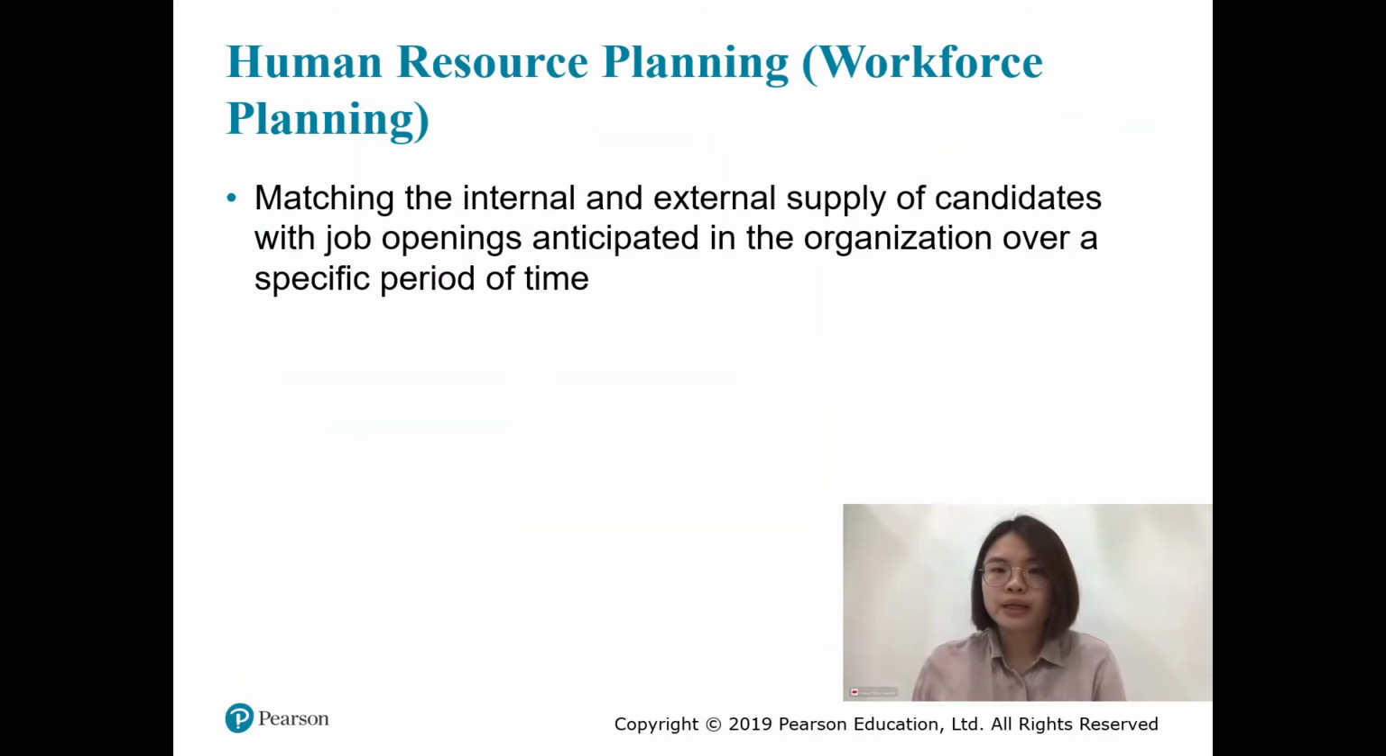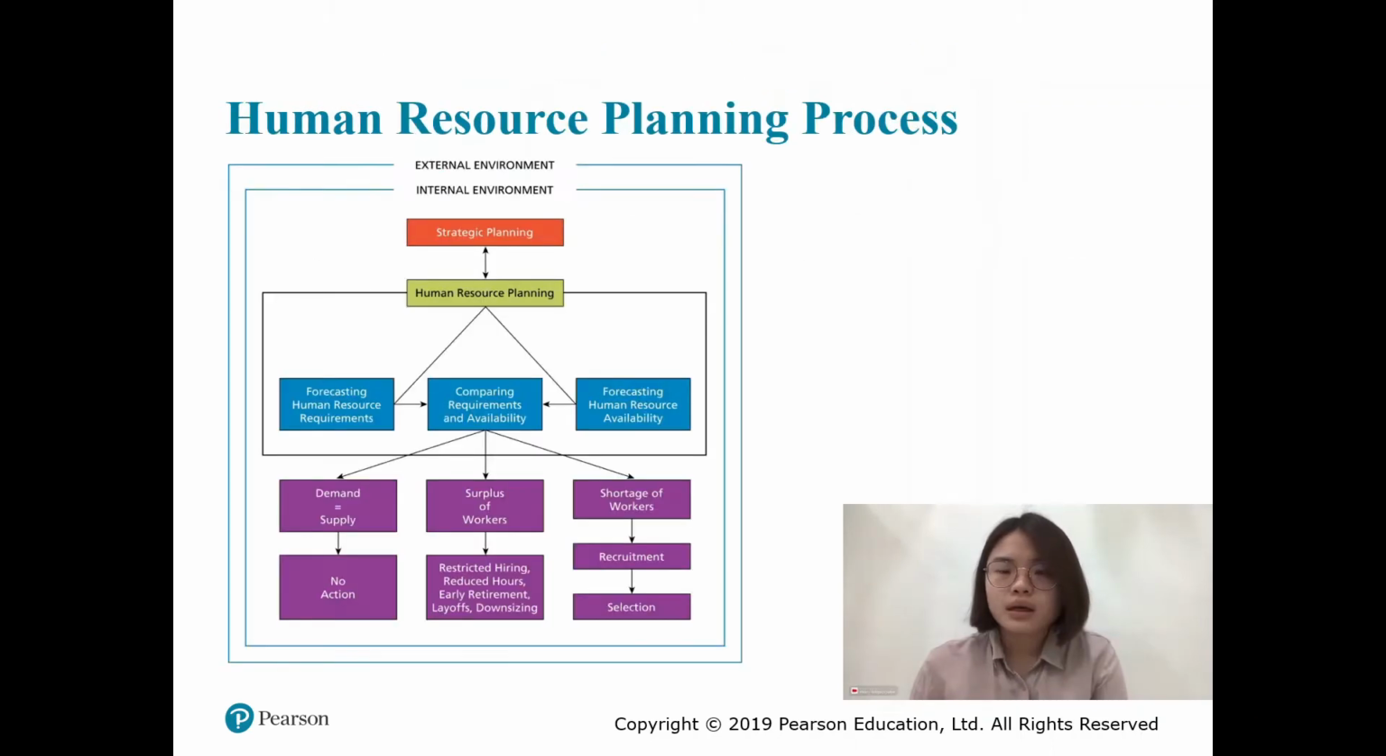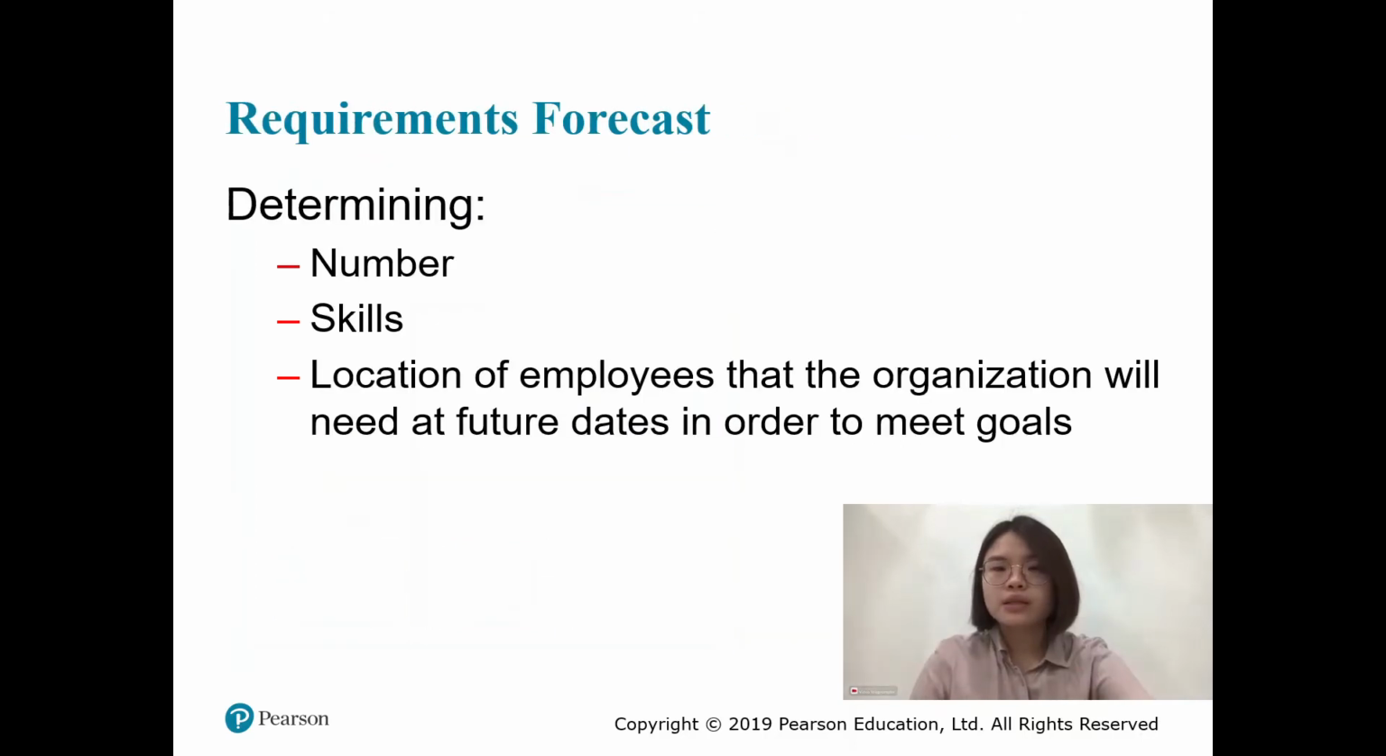Human resource planning is the systematic process of matching the internal and external supply of people with job openings anticipated in the organization over a specific period of time. In human resource planning, you need to forecast human resource requirements, compare requirements and availability, and forecast human resource availability. In forecasting human resource requirements, you need to determine the number, skill, and location of employees the organization will need at future dates to meet its goals.